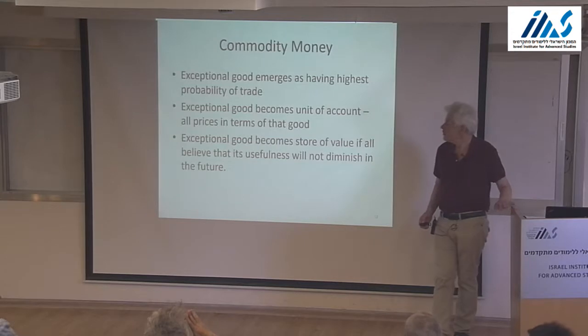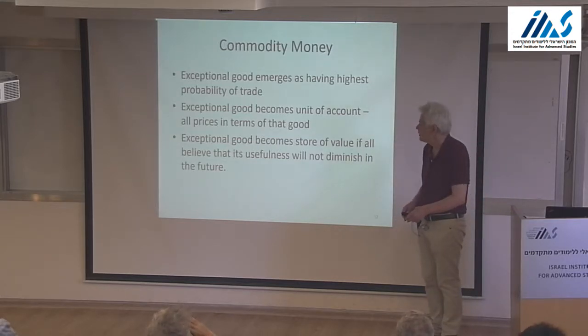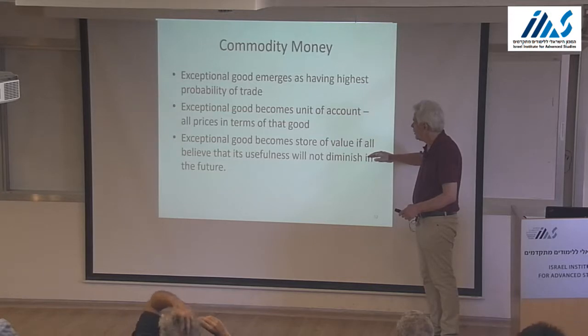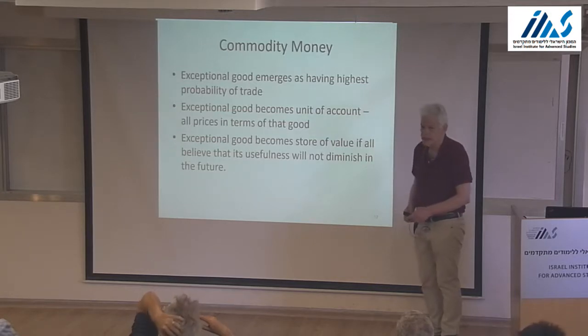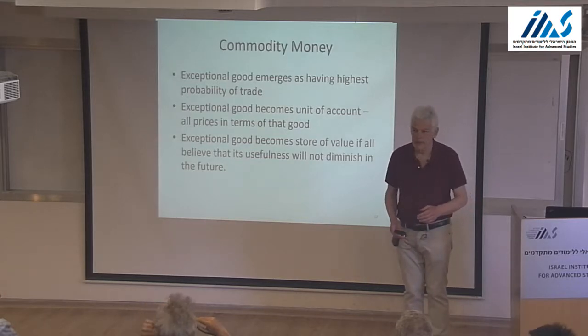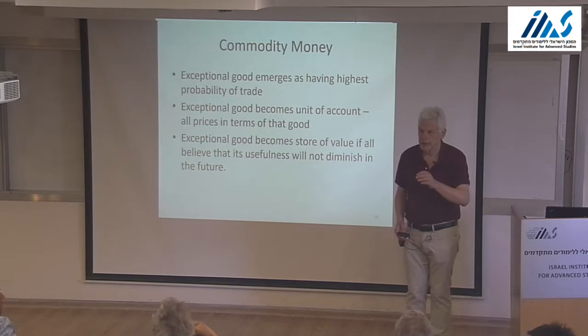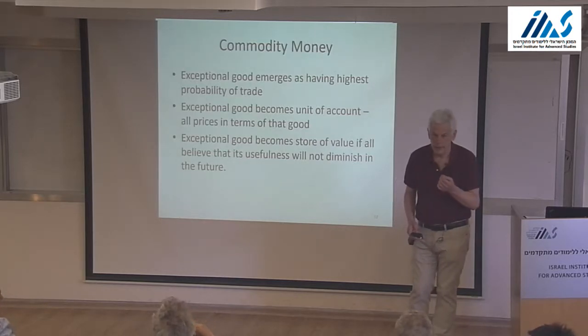So there's some exceptional good that has the highest probability of trade, and that itself is self-sustaining, and it will become a unit of account and a store of value. Now, to become a store of value, and that's really critical, the receivers of this good have to believe that it will be useful the next day, or the next week, or the next year. Meaning they can turn around and pass it on to somebody else in exchange for something better in their eyes. So that's an attribute of a store of value.